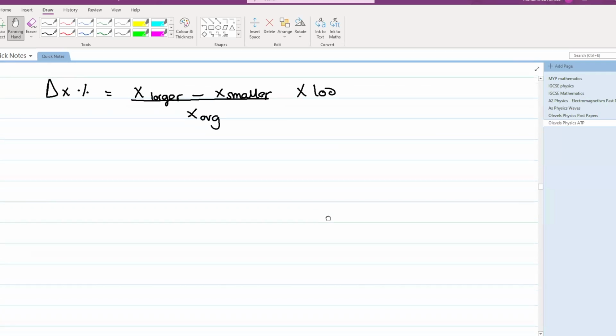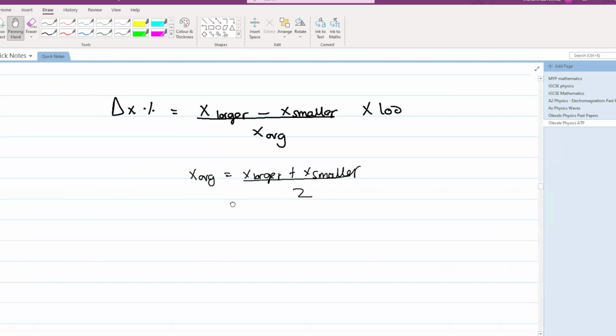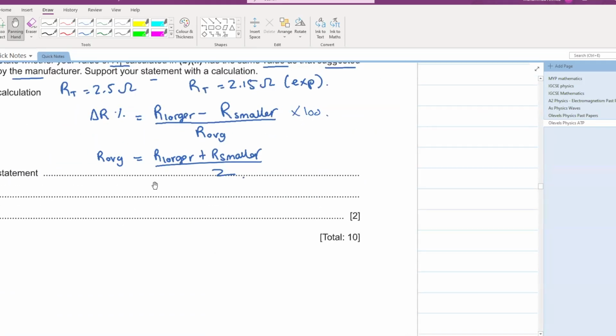Now here you will easily know what is the larger value of x and what is the smaller value of x. How will you calculate x average? X average is equal to x larger value plus x smaller value, divided by 2. Perfect. Let's apply this formula. First of all, let's calculate R average.